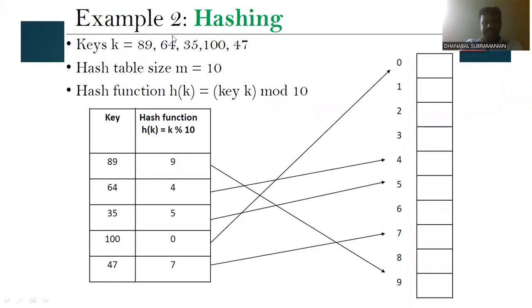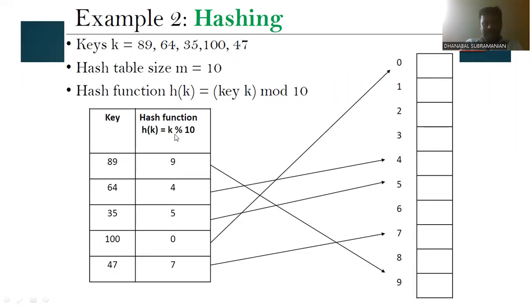The next example of hashing keys: the elements you want to insert in your computer memory locations are 89, 64, 35, 100, and 47. I want to insert these 5 elements in my computer memory location. The hash table size m equal to 10, where m is nothing but the memory locations. Hash function h of k equal to key k modulus 10. Then create an array of memory locations starting from 0 to 9. 89 modulus 10, the remainder value is 9. 64 modulus 10, the remainder value is 4. 35 modulus 10, the remainder value is 5.